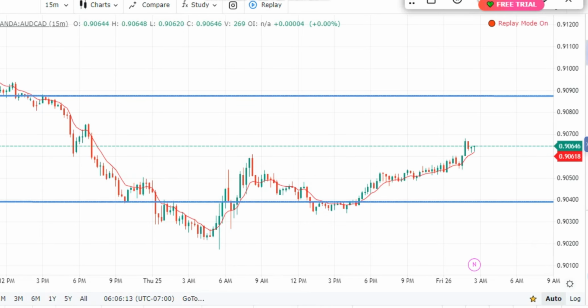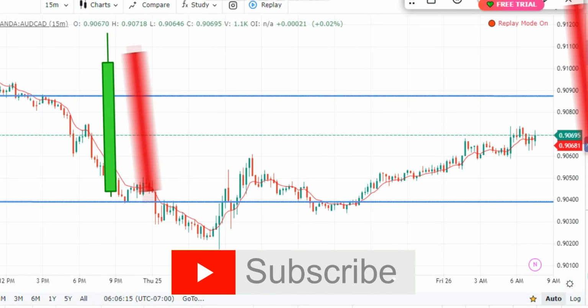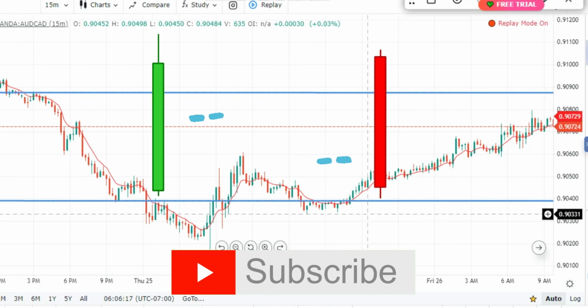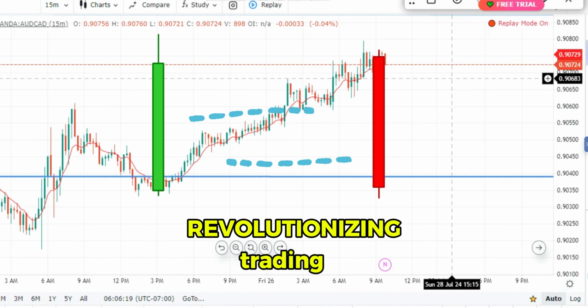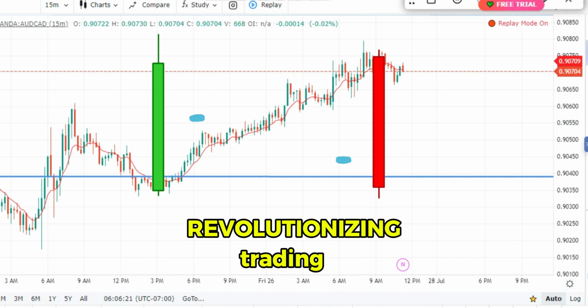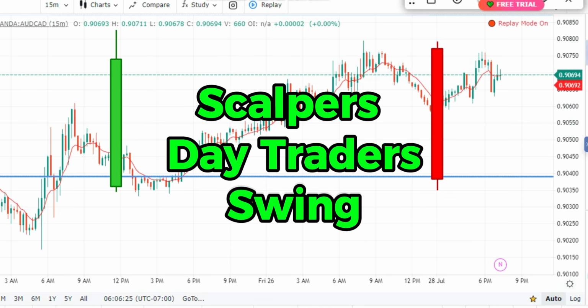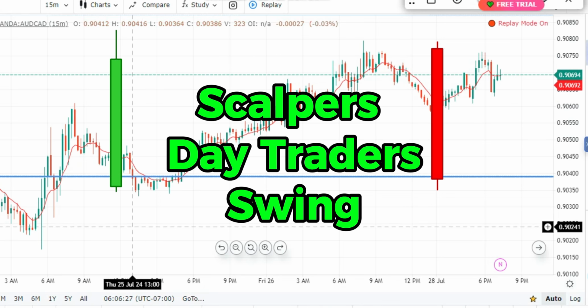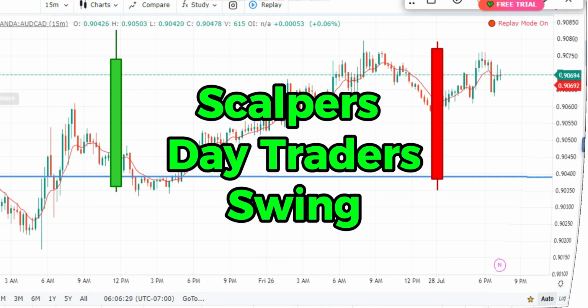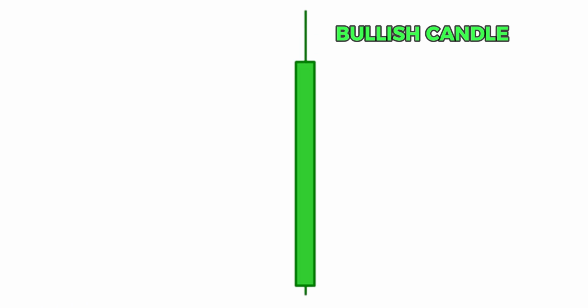Guys, listen very carefully. Mastering this single candlestick signal has the potential to revolutionize your trading forever. The beauty about this candlestick strategy is it can work for scalpers, day traders, or even swing traders. Before we go any further, let's look at this candlestick such that you can get a clear picture of the strategy and this candle. Alright, we shall start with a bullish candle.